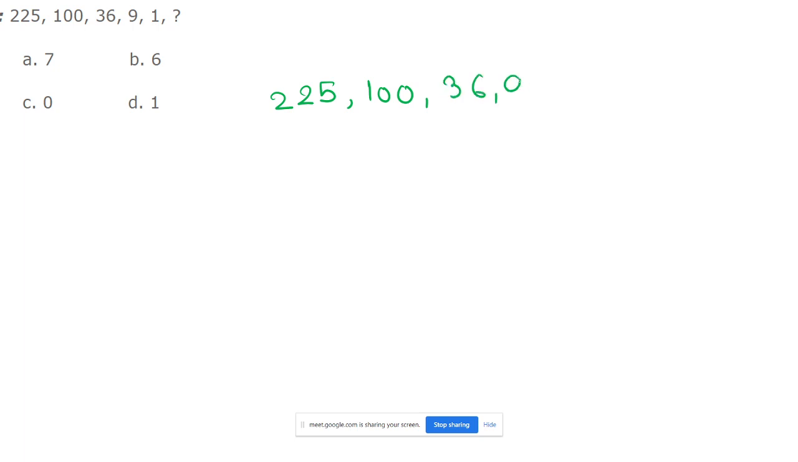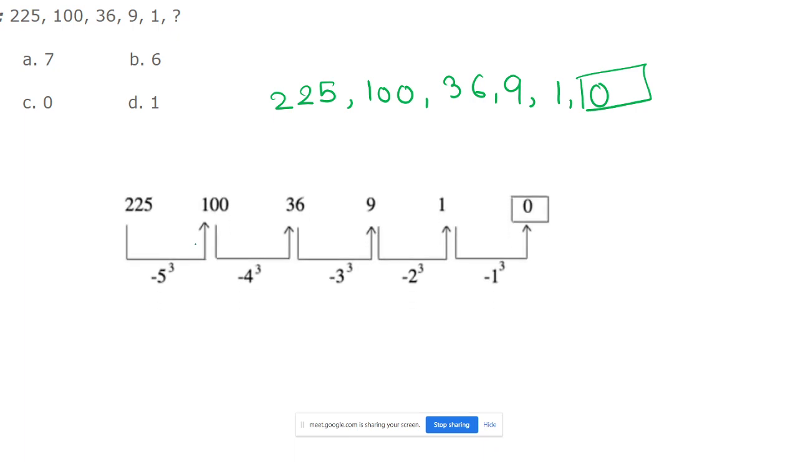The correct answer is going to be 0. How is the correct answer 0? Let us see here. It is 225, 100, 36, 9, 1, 0. So first you are subtracting 125, then you are subtracting 64, then 27, then 8. So next you should subtract 1, because these are nothing but the sequence of cubes.